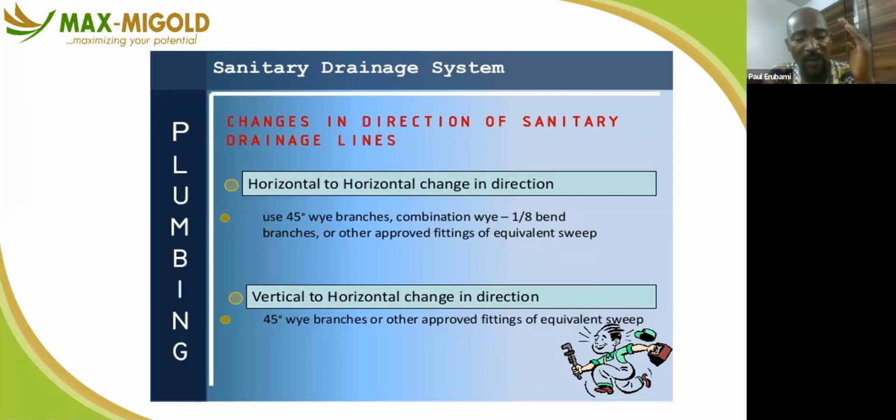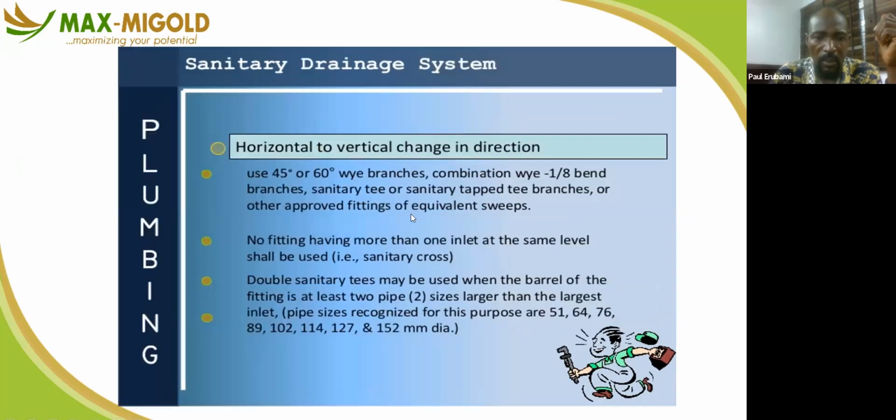Then at the same time, when you have vertical to horizontal change in direction for your drainage pipe, you must also maintain what we call 45-degree Y. That means what you're actually trying to achieve is a 135-degree turning. And there must be what we call a cleaning trap. And what do you mean by cleaning trap? Your cleaning trap, like I earlier mentioned, is your manhole. So for horizontal to vertical change in direction, you can use either a 45-degree or 60-degree Y branch, combination Y bend branches, sanitary T or sanitary tapped T branch, or other approved fitting equivalent to a sweep.